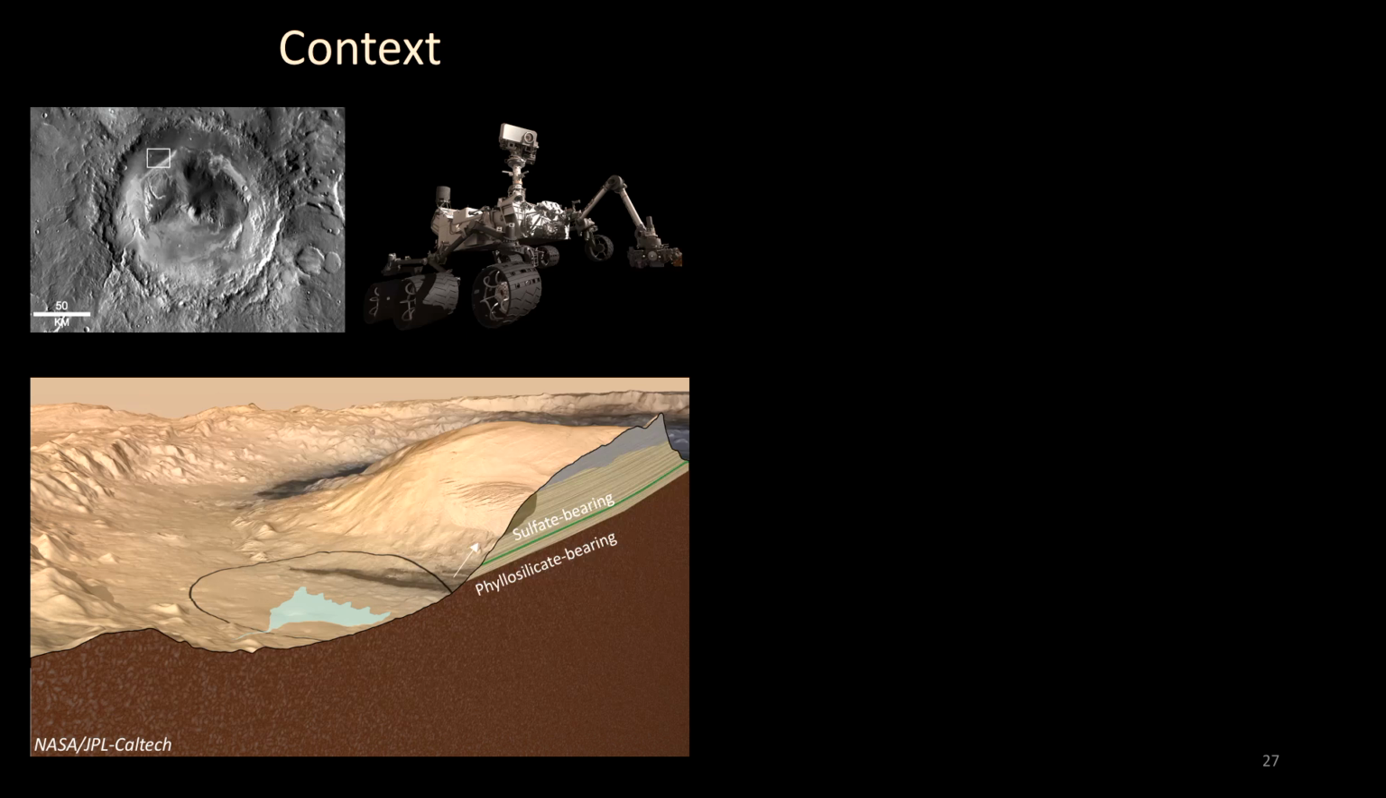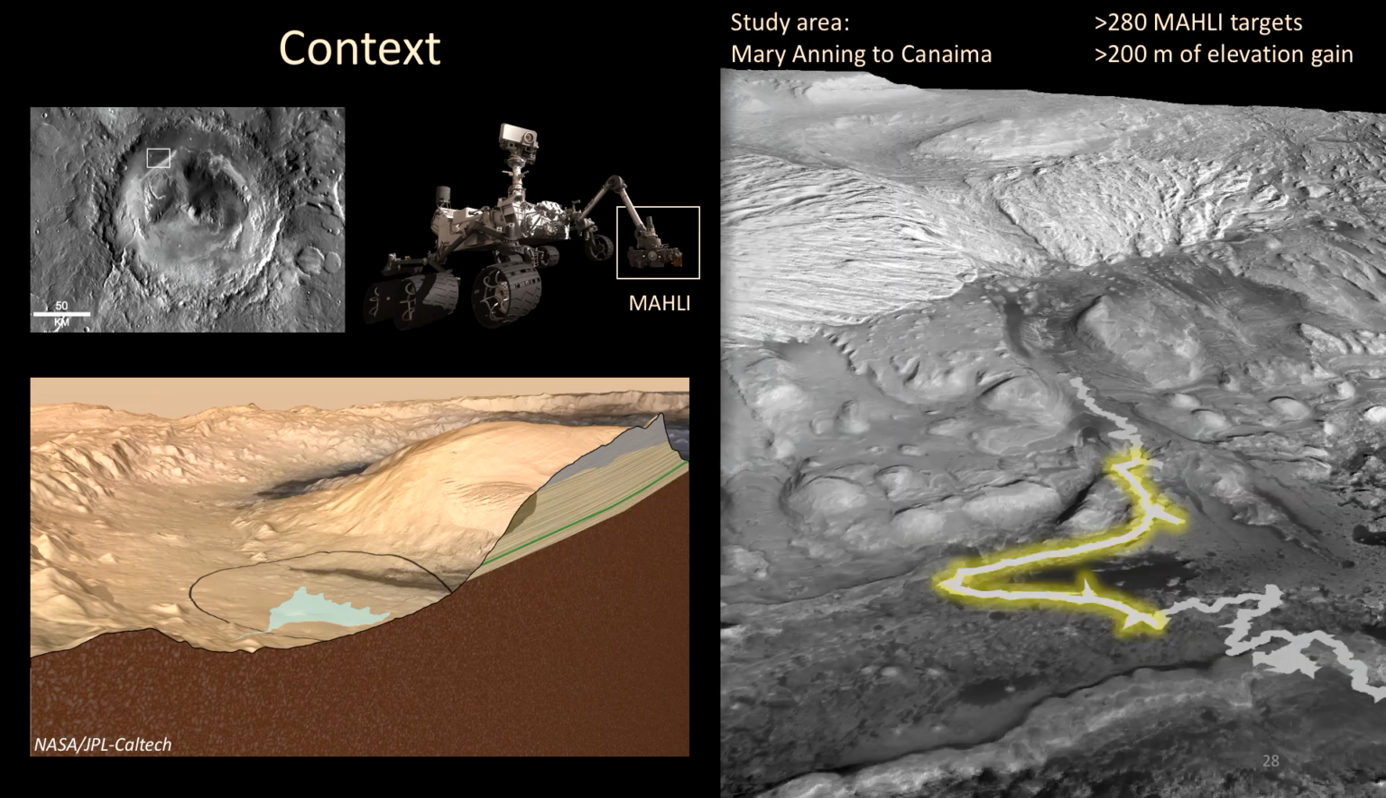So I can zoom through this since we just got that great overview of context, but again, we're in Gale Crater, and I like this cutoff artist rendition a lot because it just reminds you that Mount Sharp is made up of these flat-lying strata, and below some certain point we had orbitally defined phyllosilicate-bearing strata that was then confirmed on the ground, and then above that the sulfate-bearing strata. And so my study really focuses on that transition between those two units.